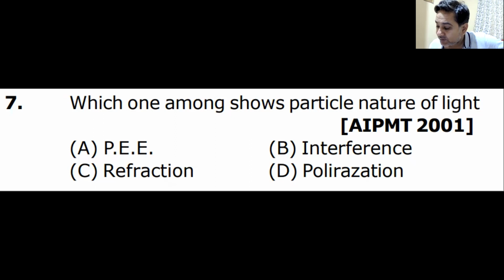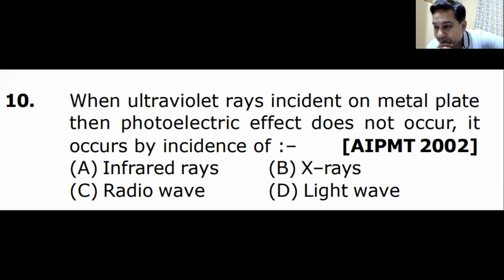Then, sir, this, sir. Coming to you right away, sir. I will not read out the question. You can read out and give me the answer. Oral questions, oral answers. When ultraviolet rays are incident on a metal plate, then photoelectric effect does not occur. It occurs by the incidence of X-rays. Option B. Why X-rays? Why not the others?